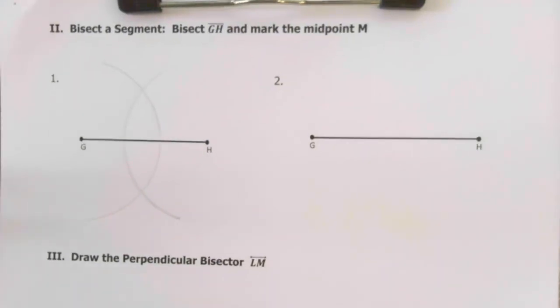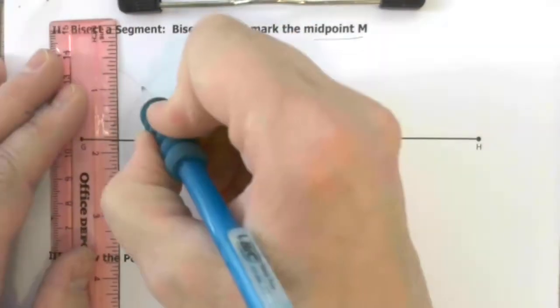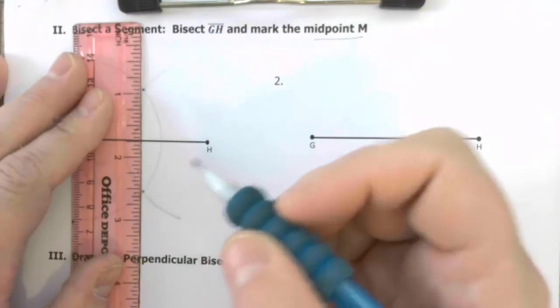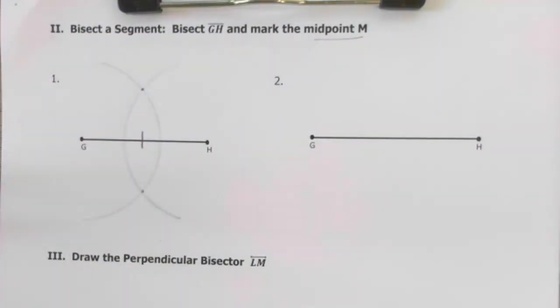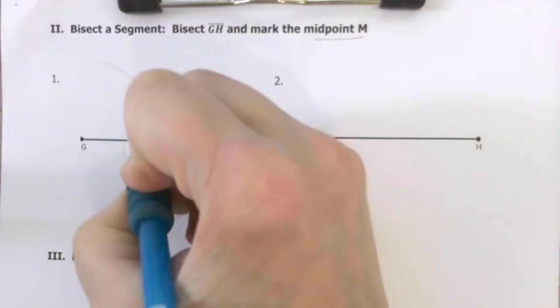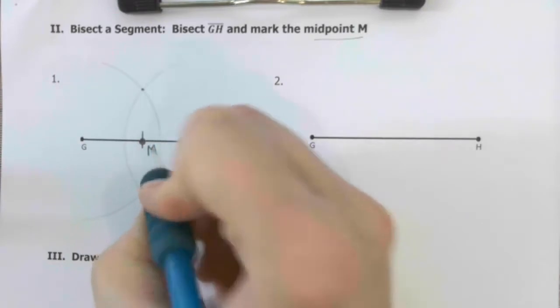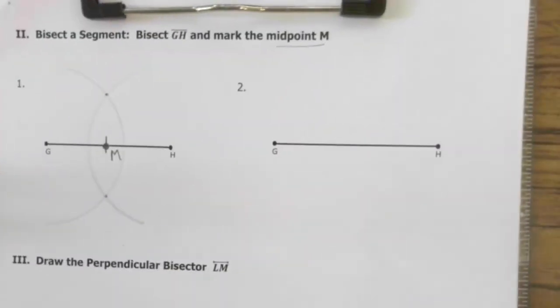So now that you have two arc intersections, we're looking for a midpoint. So here's where the top arcs intersect, here's where the bottom ones are. Use your ruler, line it up, make a small mark, because we're looking for a point, not a line. We're going to mark it midpoint M. So make a dot and mark it with an M. That is the midpoint. All right, we're going to do the same thing on the other segment.